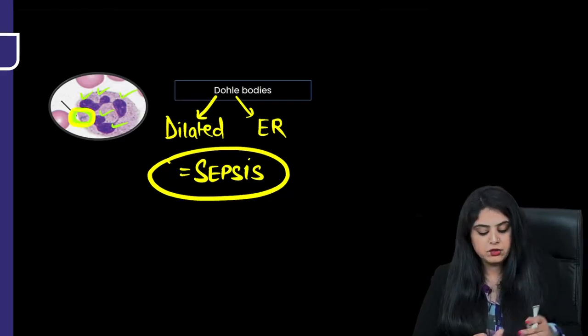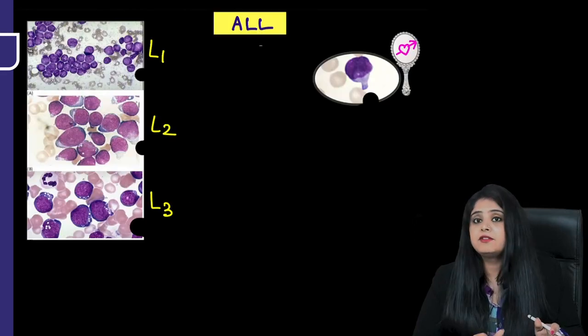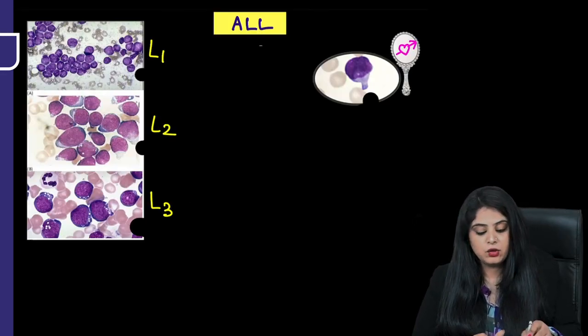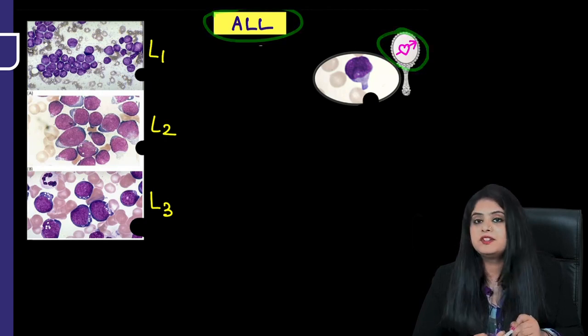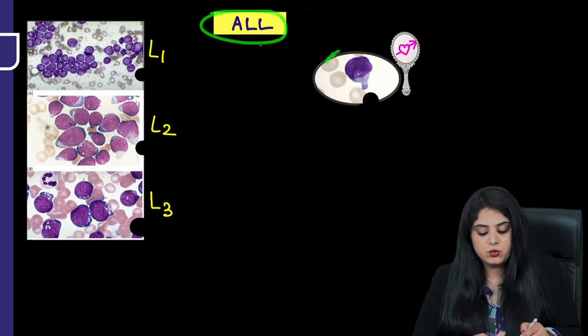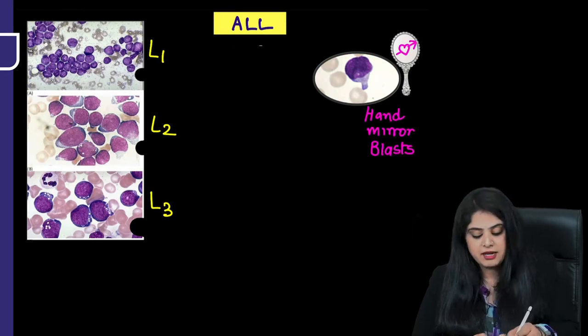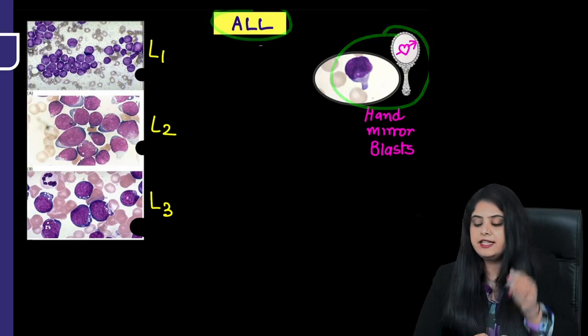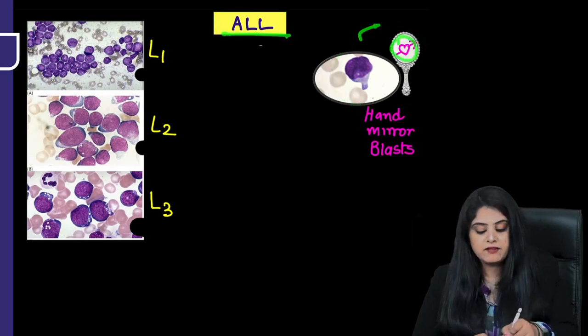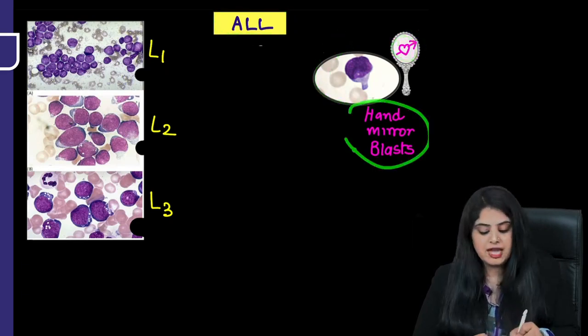Let's move forward. Let's go to the leukemias. The one that I have in front of me is ALL. Yes, all of you look very pretty in the mirror. So what is it? ALL can show you what kind of blasts? Blasts which are going to look like a hand mirror, hand mirror shaped blasts. So remember, all of you are looking very pretty. That's why I made a tiny little heart over here. All of you are looking very pretty in the mirror. That is going to be hand mirror blasts.